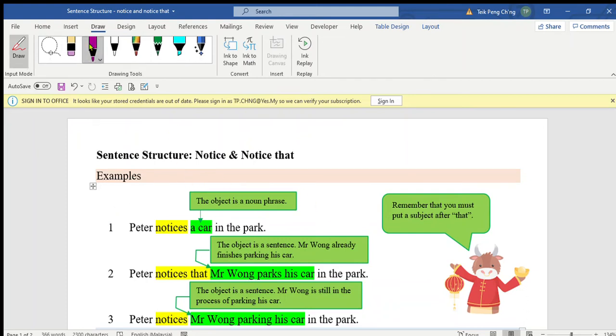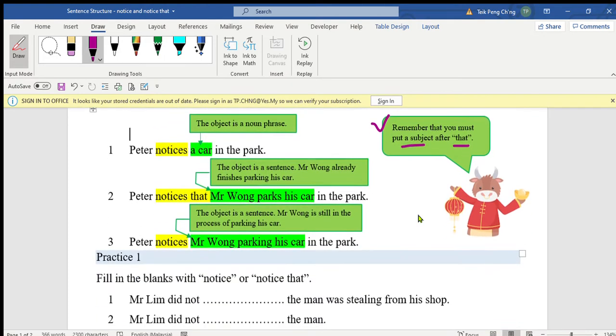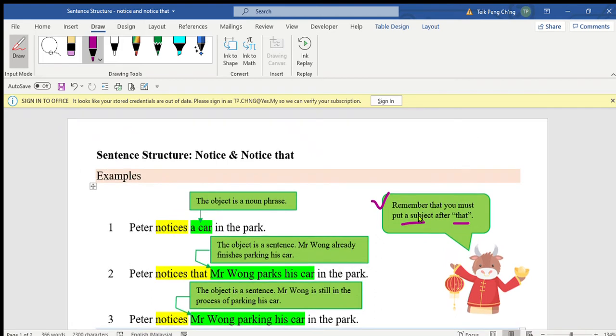Hi everyone. In this lesson, we are going to learn the sentence structure of notice and notice that. First, you need to remember that you must put a subject after the word that. When you are using the structure notice that, you need to put a subject after the word that.